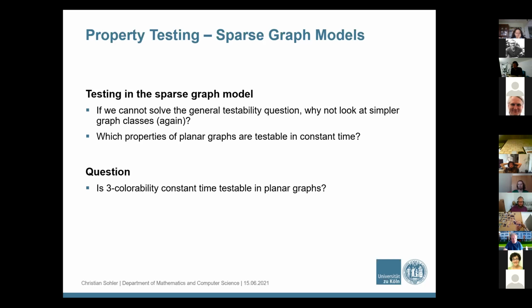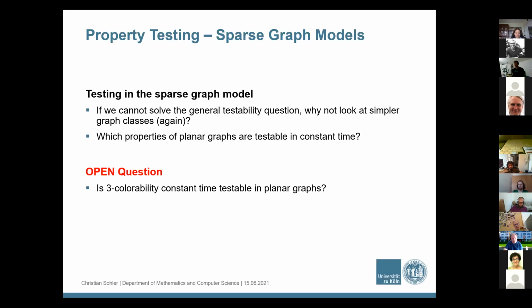And we ask ourselves the question, which properties of planar graphs are testable in constant time? So now we have general planar graphs and not the degree bounded planar graphs. And of course, we can also again look at three colorability. And we were quite optimistic that one can easily prove, or well, maybe not super easily prove, but at some point prove that three colorability is constant time testable in planar graphs. But that's something that I still leave as an open question here. So this is, I think, a very nice question, but we haven't been able to solve this problem.